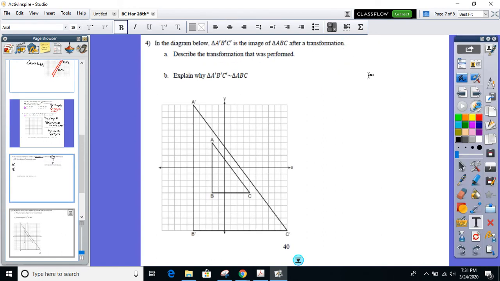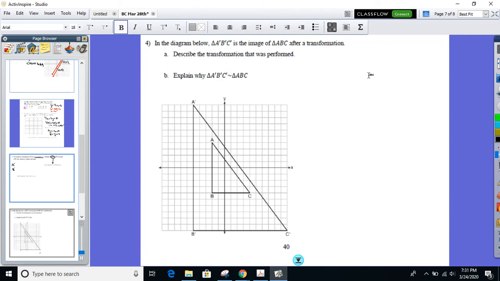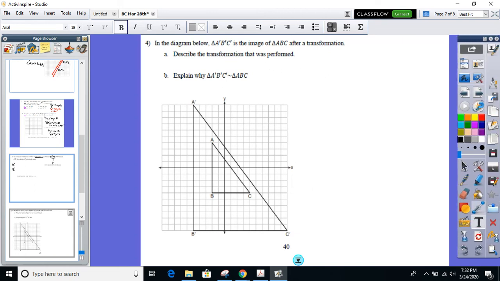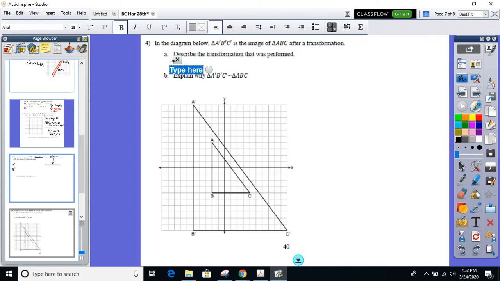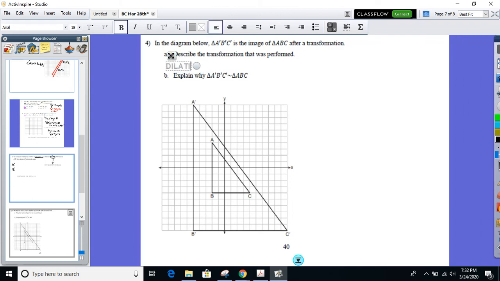Remember, you guys yesterday proved triangles congruent by using rigid motions. Well, unfortunately, dilation is not a rigid motion because it changes size. But we can still use dilations to prove triangles not congruent, but similar. So first off, part A, describe the transformation that was performed. Well, obviously we know it's a dilation, right? Well, just like the last 2 days, that word alone is not good enough. A dilation of what? All right, give me a scale factor, please.